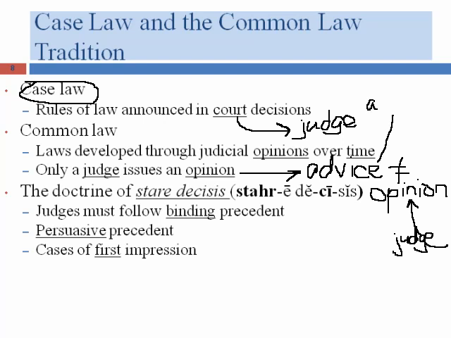So an attorney gives legal advice. A judge issues an opinion. A paralegal doesn't do either one of these functions, but I may make the error, I apologize if I do, of conflating these two terms, but there is a difference. Only a judge issues an opinion. An attorney gives legal advice.